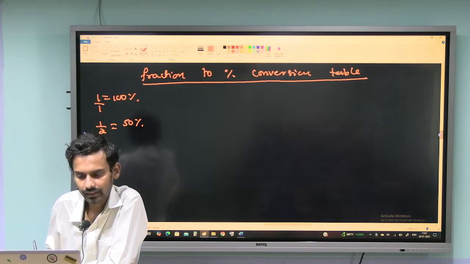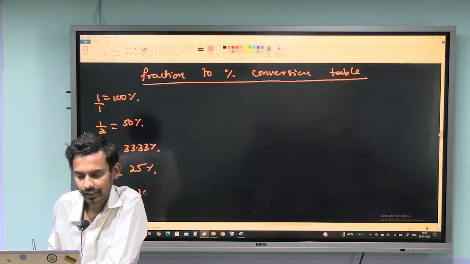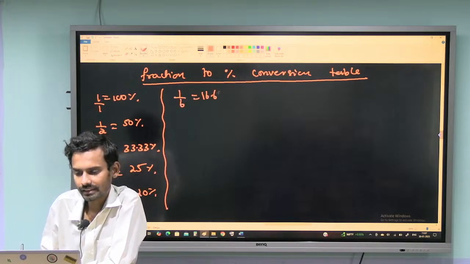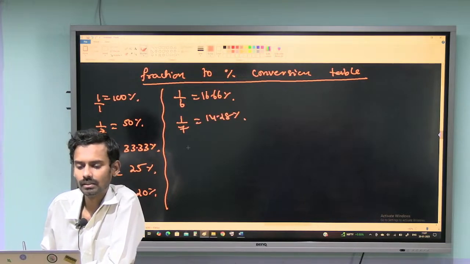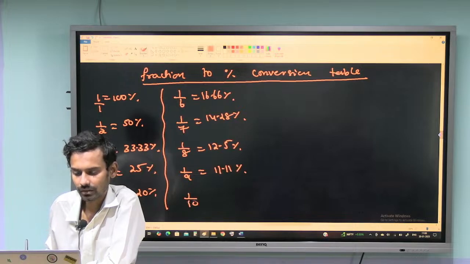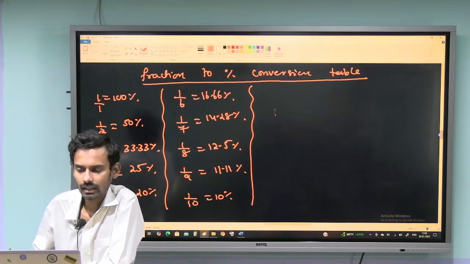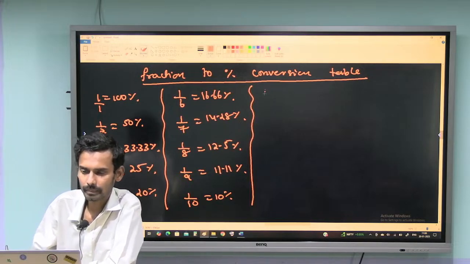Then 1 by 3 will be 33.33%. 1 by 4 is 25%. 1 by 5 will be 20%. 1 by 6, 16.66%. 1 by 7 will be 14.28%. 1 by 8 is 12.5%. 1 by 9 will be 11.11%, and 1 by 10 will be 10%. So 1 by 1 to 1 by 10 is mandatory, and the rest of whatever I am writing is optional. If you want, you can learn this. It will be an added advantage.